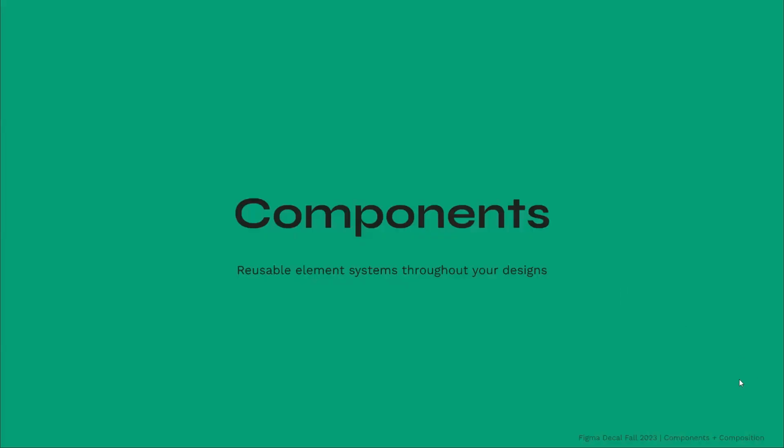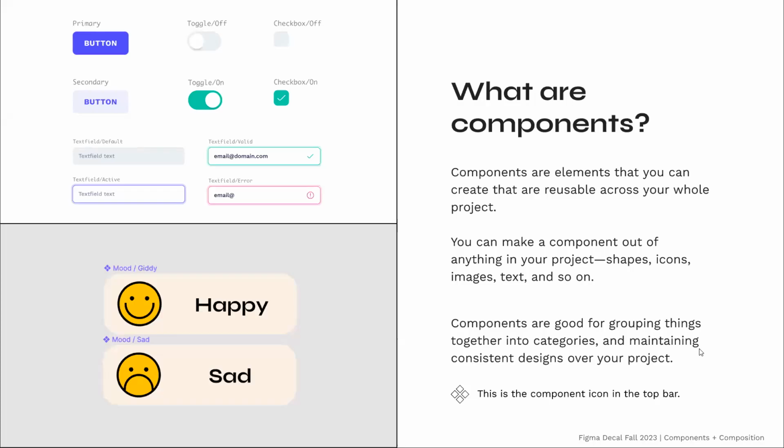All right, so components are reusable element systems throughout your designs. So components are elements that you can create which are reusable across your entire project. And you can make these out of anything in your project, such as shapes, icons, images, text, and so on. So components are good for grouping things together into categories and maintaining consistent designs over your project.